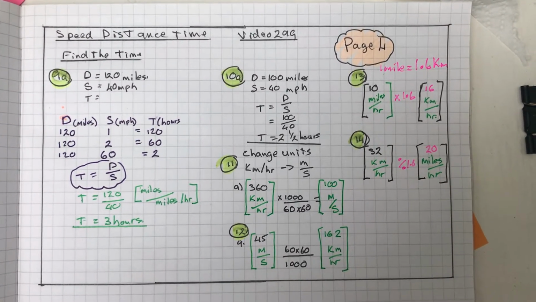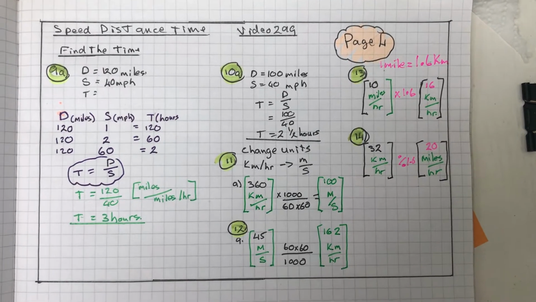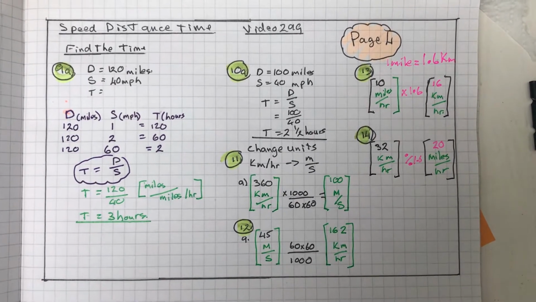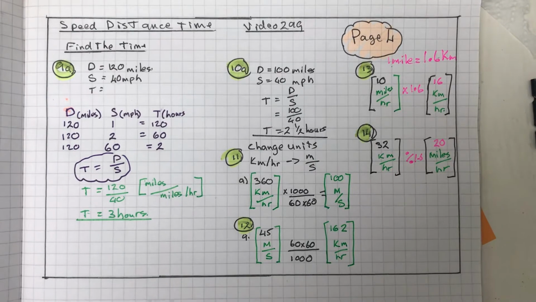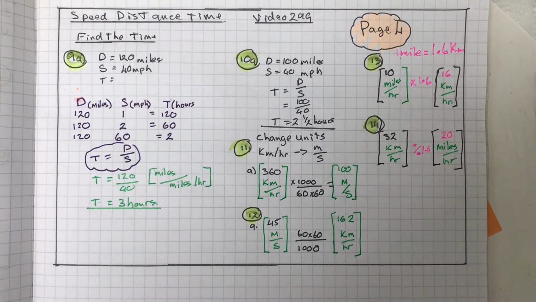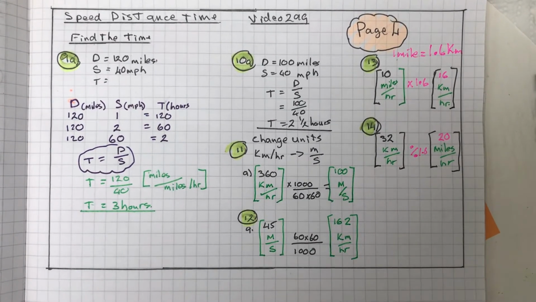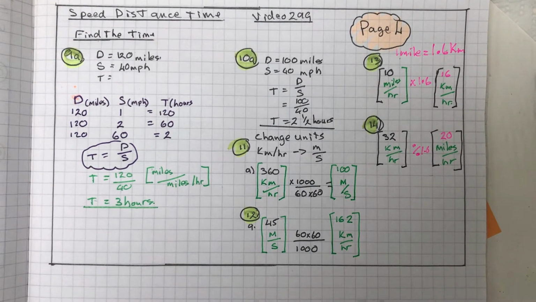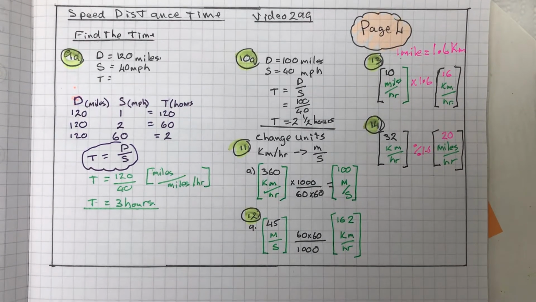This time we are going to be finding the time, which will be page 4 on the worksheet. So if I look at question 9a, it tells me the distance is 120 miles, the speed is 40 miles per hour. Can I find the time?